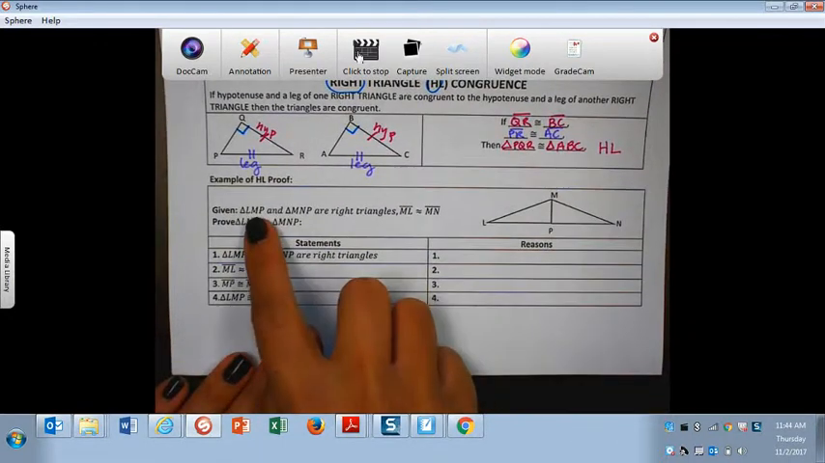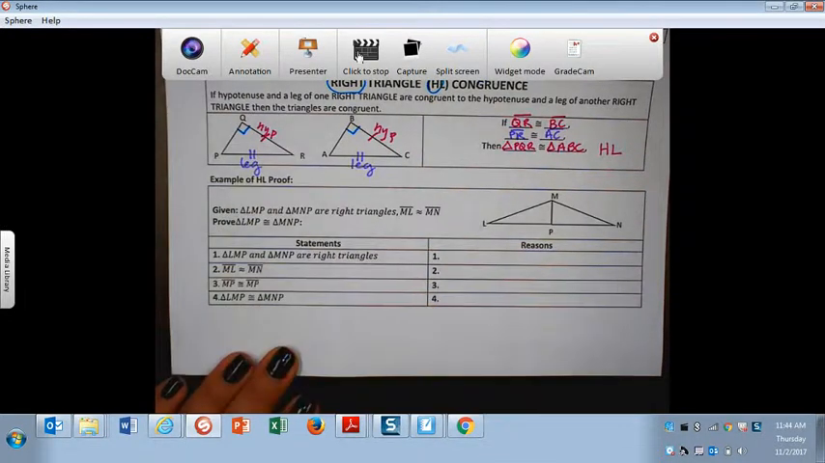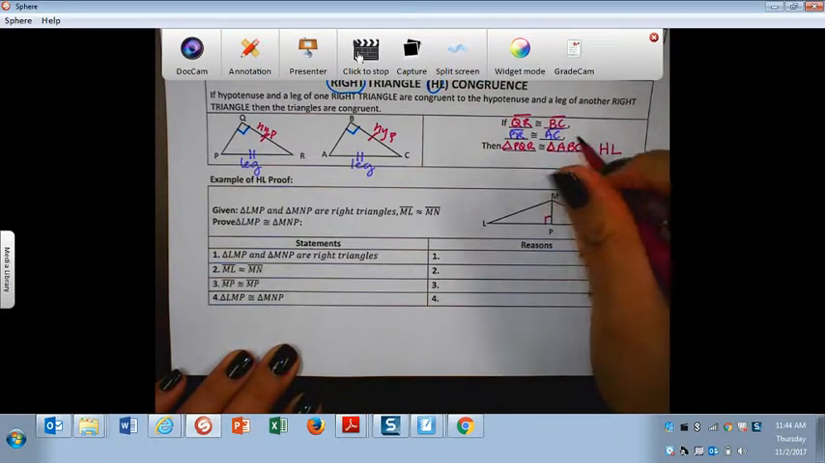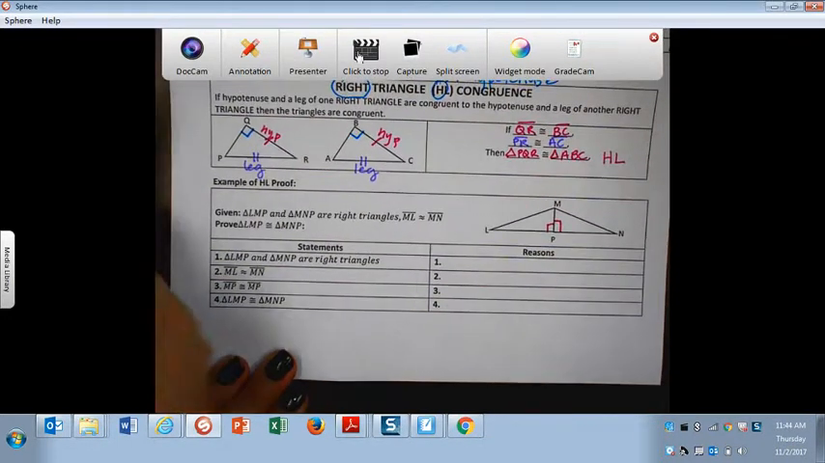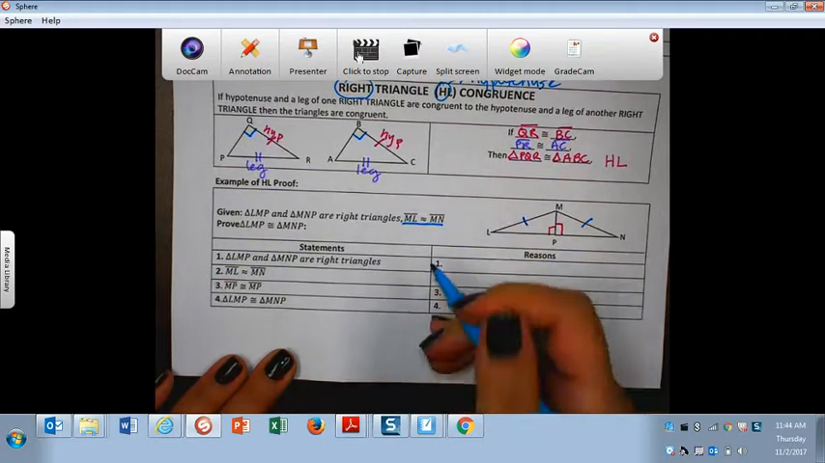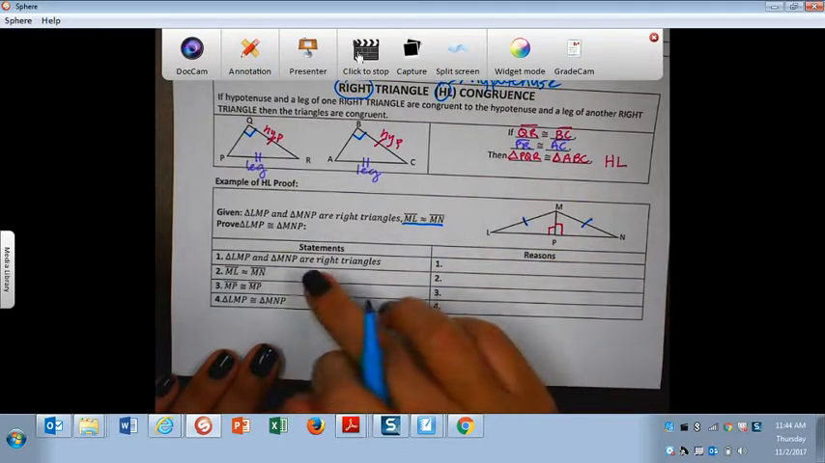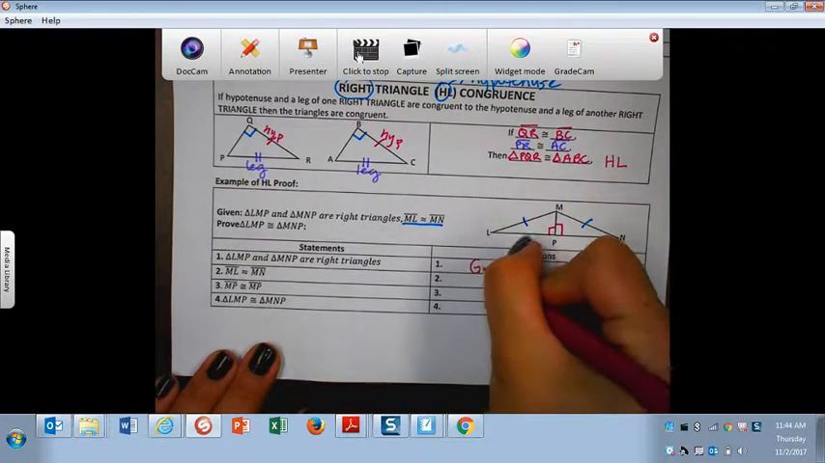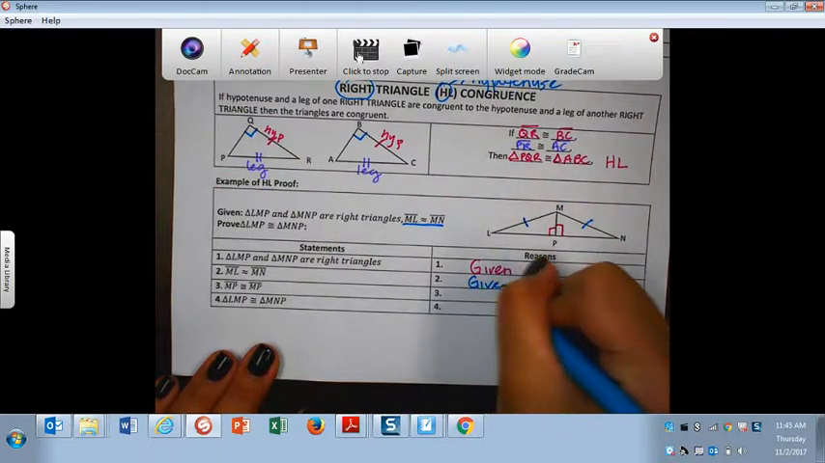Let's look at the example. It says LMP and MNP are right triangles, so you mark the right angles. LMP is a right triangle, so you mark that. Then the next given is ML is congruent to MN, so you mark that as well. Now we can look at the proof. LMP and MNP are right triangles. That is given. And ML is congruent to MN. That is also given.